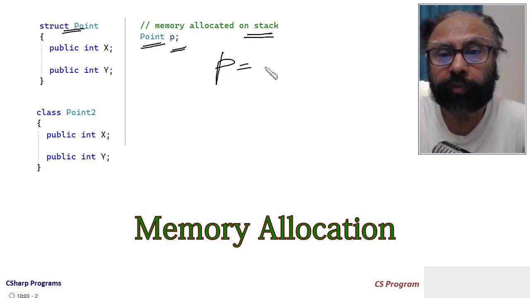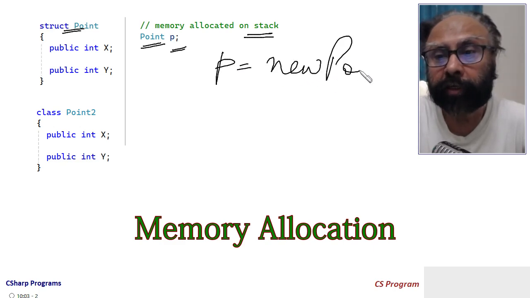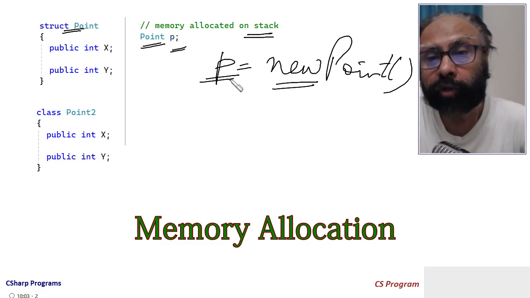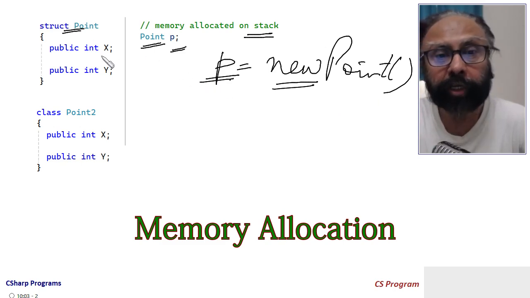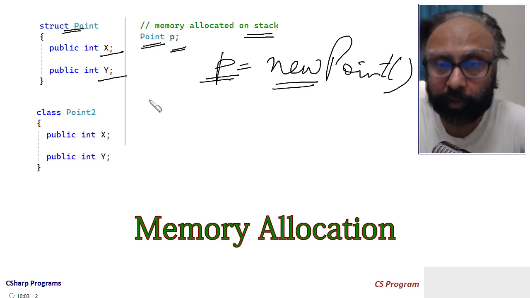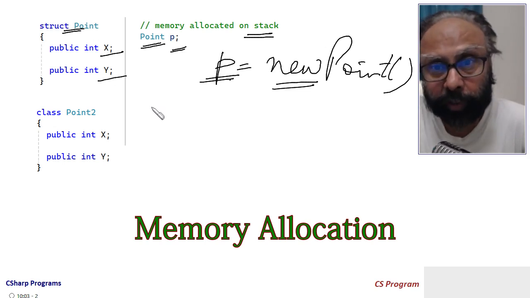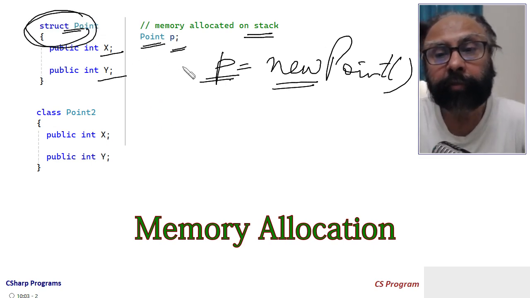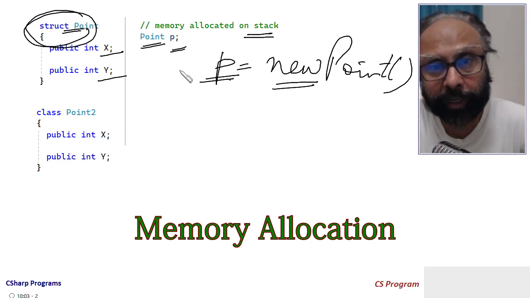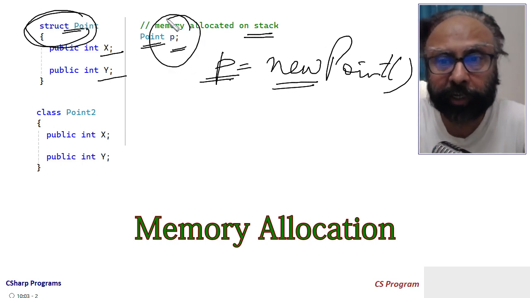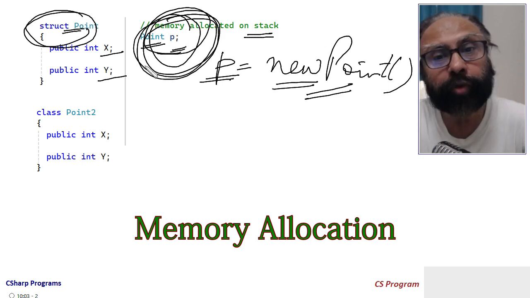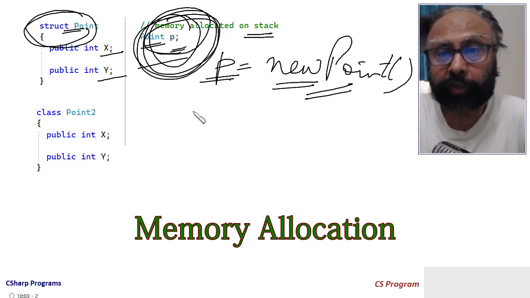Even if we used p is equal to new Point, even with this syntax, p would have gone on the stack, and on the stack memory x and y would have been allocated. So this is one thing that is very clear. Whenever this is a struct, the memory allocation will take place on the stack. Whether you use this syntax or this syntax, the memory is allocated right at this point.